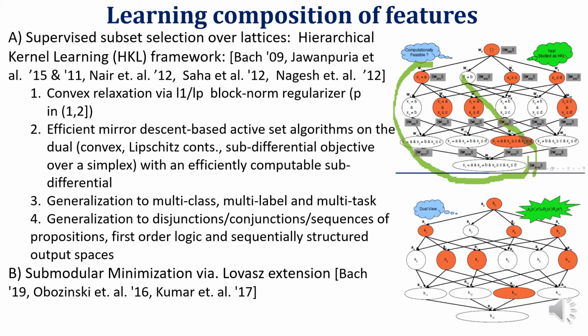So there are efficient mirror descent based active set algorithms on the dual with efficiently computable subdifferentials. This has been generalized to multi-class, multi-label, and also multitask. And yes, there's also been work to address, say, disjunctions, conjunctions, sequences of propositions, and in general first order logic under some important assumptions such as decomposability, and also sequentially structured output spaces. A lot of this has been made possible also by submodular minimization via the Lovász extension.